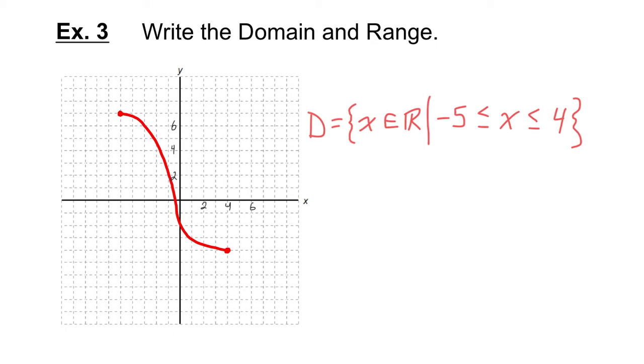Now the range is with the y values, so the lowest y value is -4. The highest y value is 7. So we're going to write the range in a similar way. Range equals, and then in my curly brackets, y is an element of the real numbers with the restriction that -4 is less than or equal to y, which is less than or equal to 7. So y is in between -4 and 7.